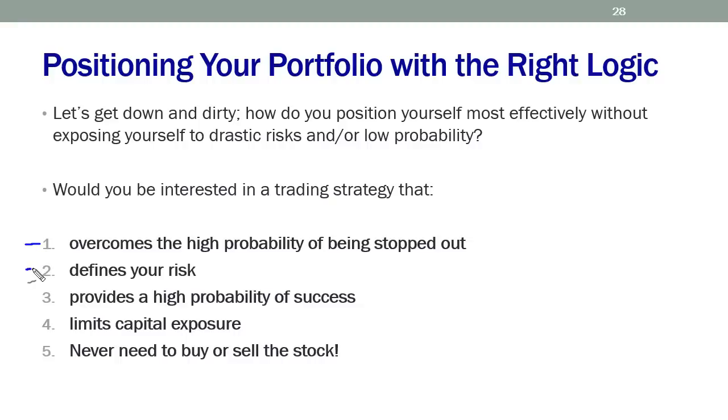That's number 1. Number 2, define your risk. Number 3, high probability of success. This high probability of success, I'm going to explain that because a lot of people, this one, it's huge. Okay. Probability is actually huge in this trade. Number 4, limits capital exposure. All right. Why does it limit capital exposure? Because number 5, we are never going to need to buy or sell the stock. We are going to talk about options.